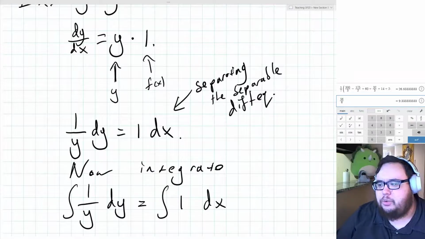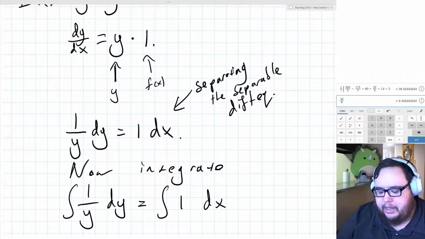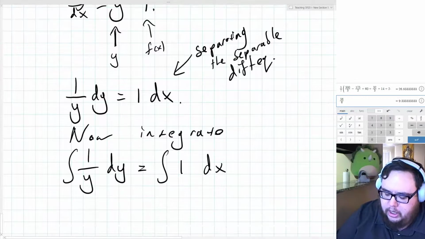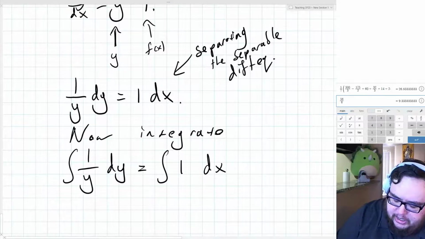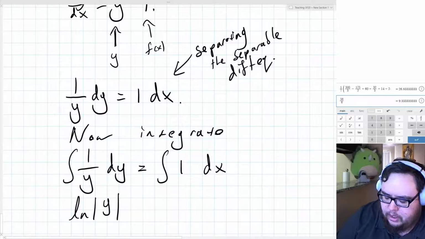What function has derivative 1 over y, 1 over blank? 1 over x, 1 over y. ln. Yeah, ln. So this left-hand side here is the natural log of, technically it's the absolute value of y. And on the right-hand side, we just have the integral of 1, which is just x.